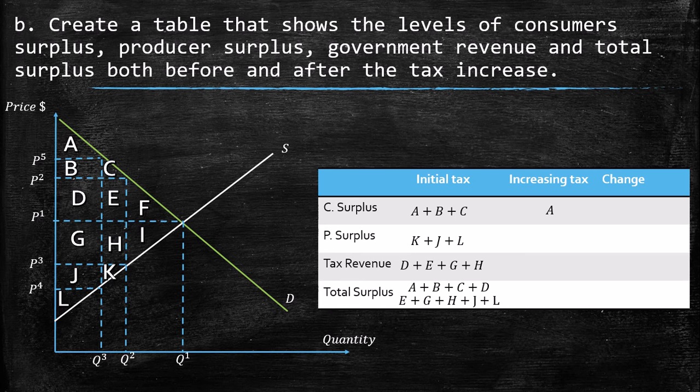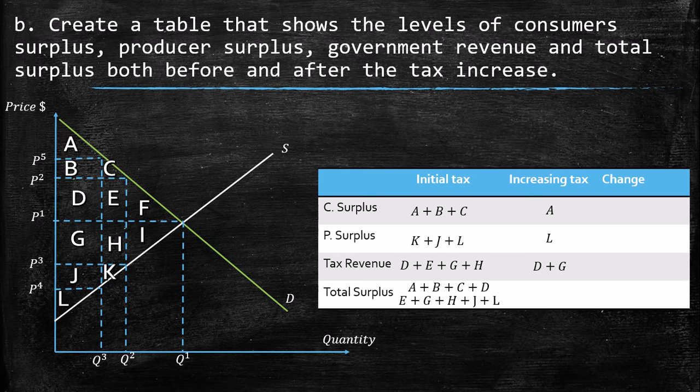So now with the new tax, the consumer surplus is going to be just A because they have to pay P5 for the car. On the other side, we have the producers. They have just L as producer surplus because instead of offering the cars at a price of P3, they will offer the cars at P4. So it's going to be just L. What is now the tax revenue?